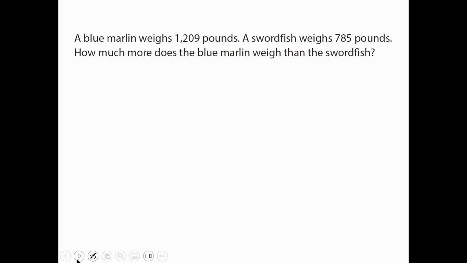All right, let's look at it as a word problem. A blue marlin weighs 1,209 pounds. A swordfish weighs 785 pounds. How much more? So there's my key word there. How much more does the blue marlin weigh than the swordfish? That means I'm going to subtract.